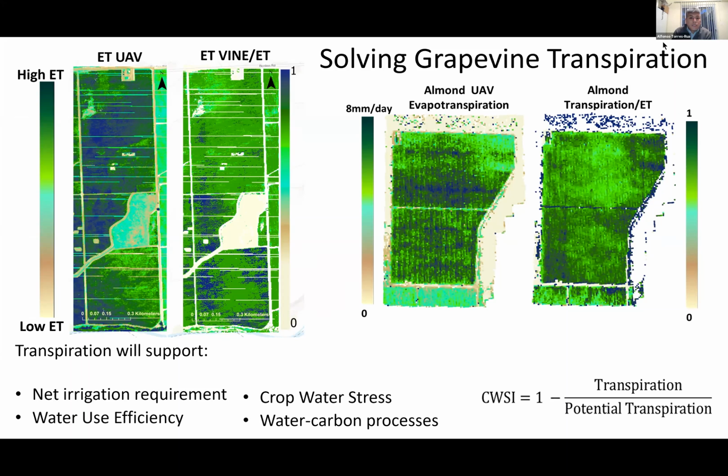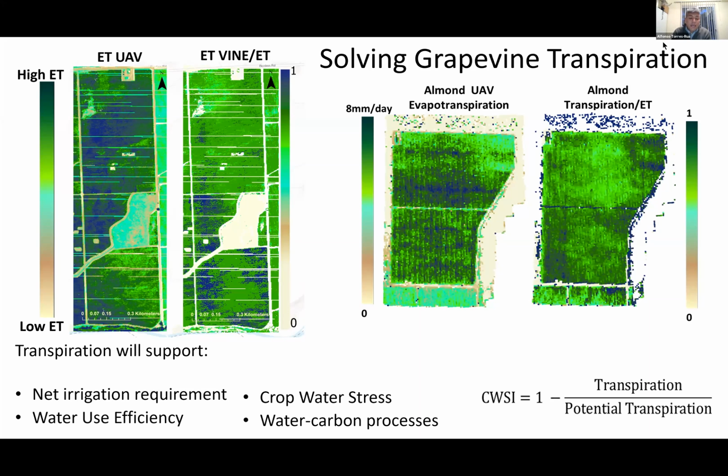Recently, in July, we flew over an almond site where we were able to collect information, and there was local meteorological information nearby, and we were also able to estimate UAV or plant-scale almond evapotranspiration, and also an estimation of transpiration for almonds.